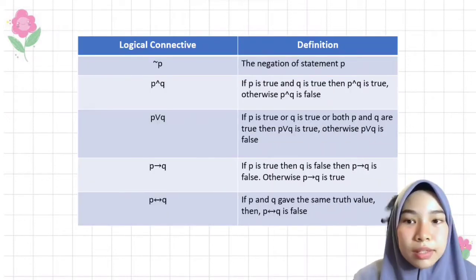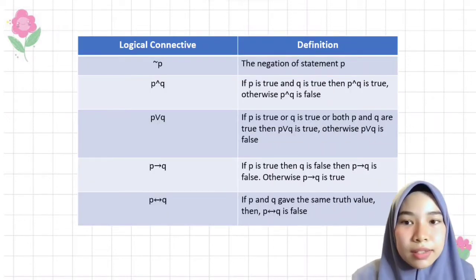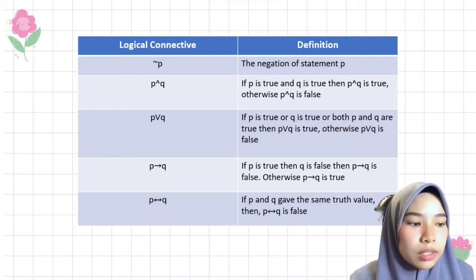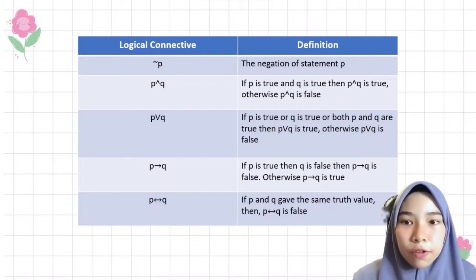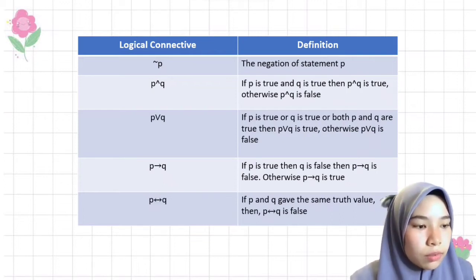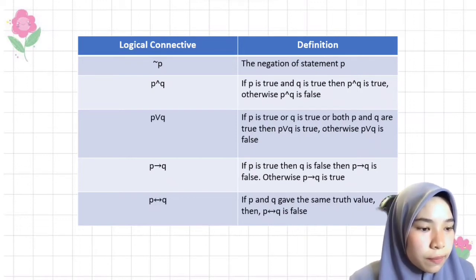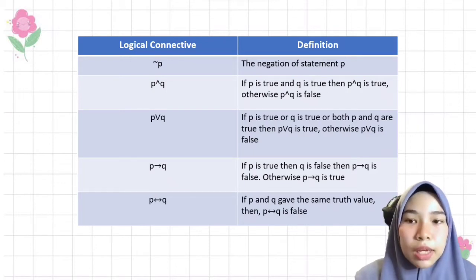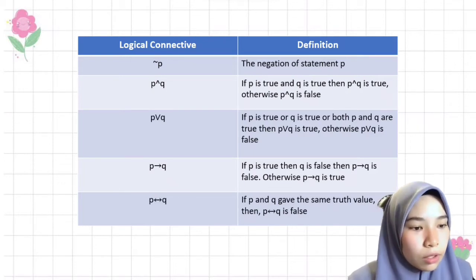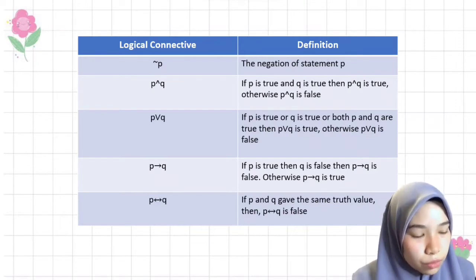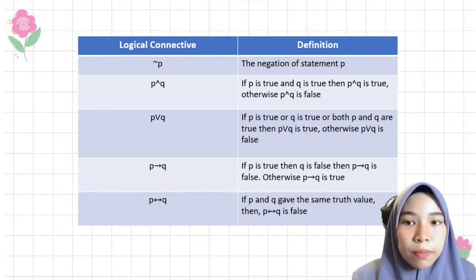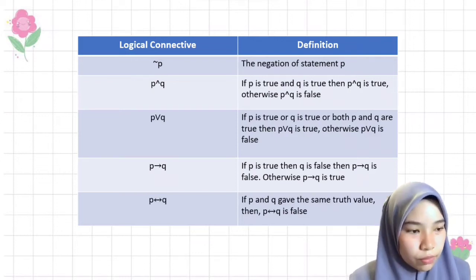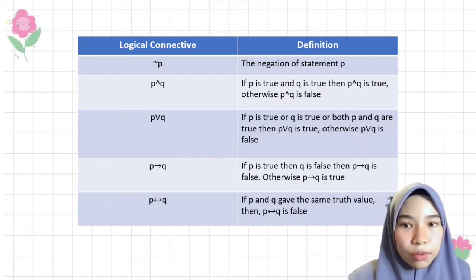Next, let's take a look at logical connectives and their definitions. For not P, the definition is the negation of statement P, which is the opposite of P. For P and Q, if P is true and Q is true, then P and Q is true, otherwise P and Q is false. For P or Q, if P is true or Q is true, or both are true, then P or Q is true, otherwise P or Q is false.